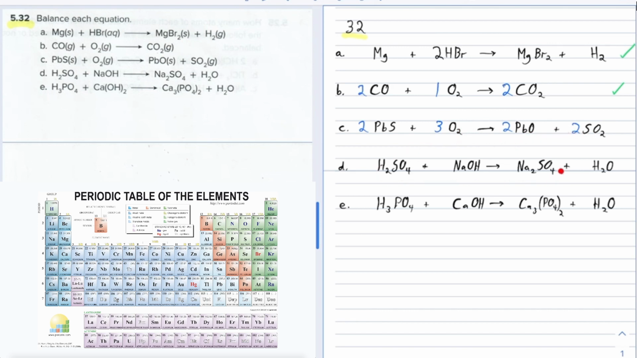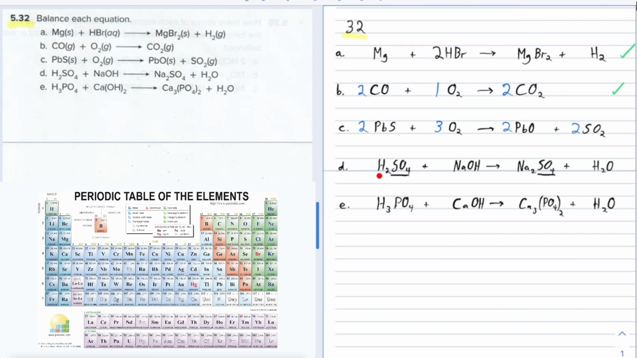Okay, to do D, this is a little complicated because you got complicated looking formulas. What I might do here is recognize that whenever you see sulfur, it comes with 4 oxygens right after that. So rather than balancing sulfur separately, I would probably just balance the SO4s. Okay? Balance the SO4s.